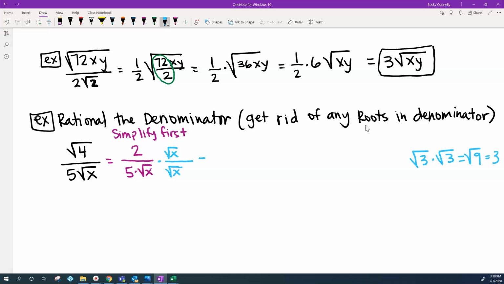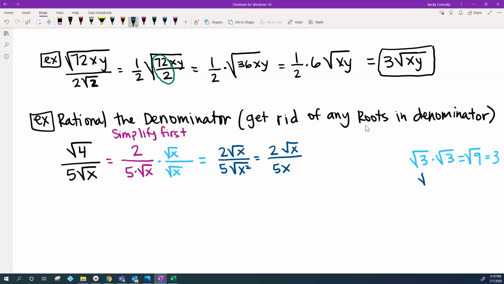Okay? And so on the top, I get 2 times the square root of x, which is just going to give me 2 square root of x. And then on the bottom, I'll have 5, and I'm going to write it this way on the first one just to make sure everybody's with me: 5 times the square root of x squared. Well, the square root of x squared is just x.